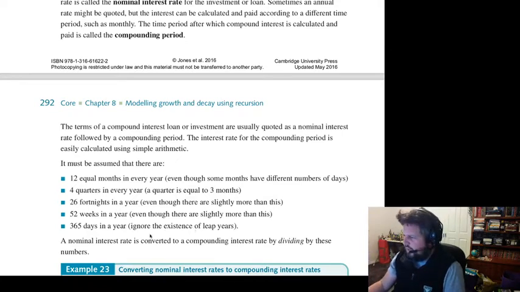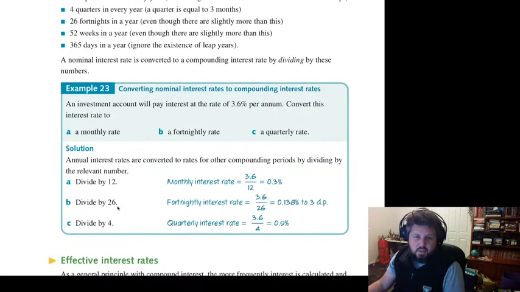A nominal interest rate is converted to the compounding interest rate by dividing by these numbers. You have to read the question carefully, look at what it is, and divide by how many there are in a year. Let's have a look at some examples. An investment account will pay an interest rate of 3.6% per annum, so over the whole year you're going to get paid 3.6%. Convert this interest rate into each of the following. Let's see what the monthly rate is.